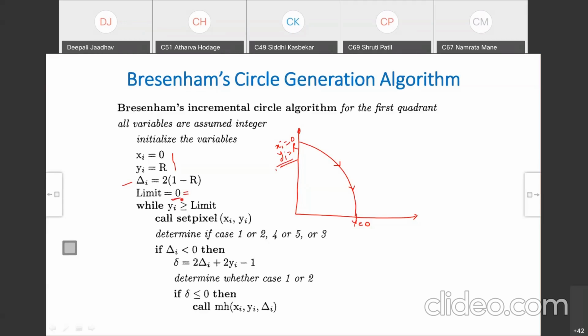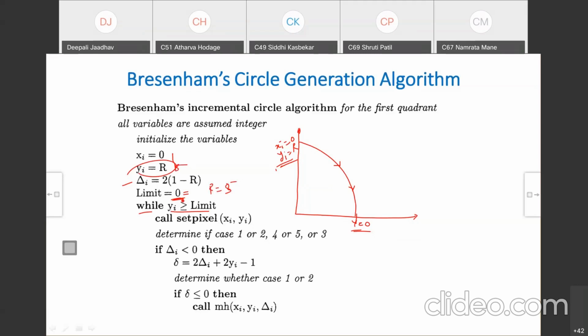So while yi is greater than or equal to limit, perform the calculations, execute the algorithm. When yi becomes equal to limit, stop there. When limit is 0, means when y becomes 0, stop there. Clear? Now according to that, while yi is greater than or equal to limit, initially what is yi? r. For example, radius is 5. So start with r equal to 5, means yi is equal to 5. Is it greater than limit? Yes.